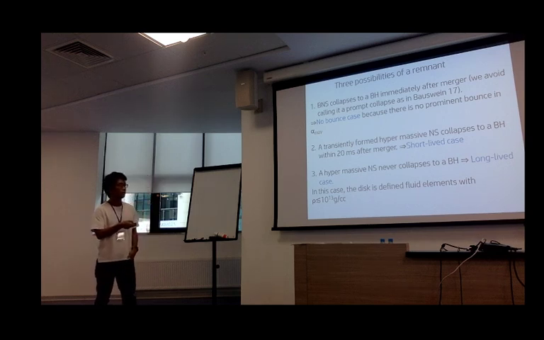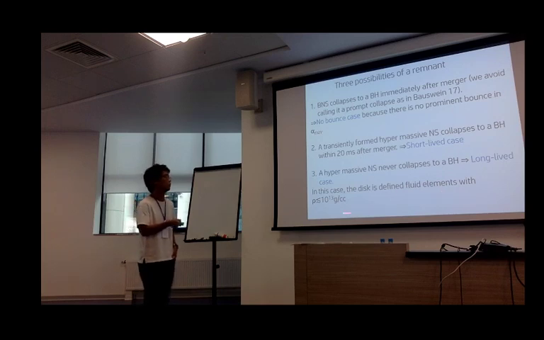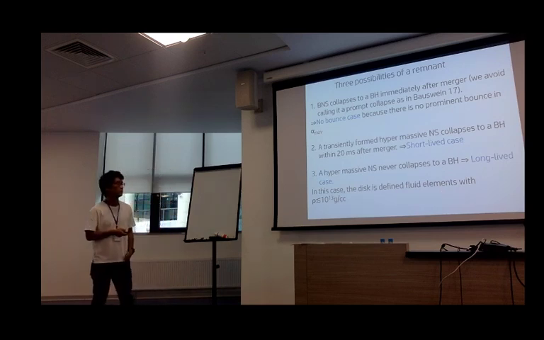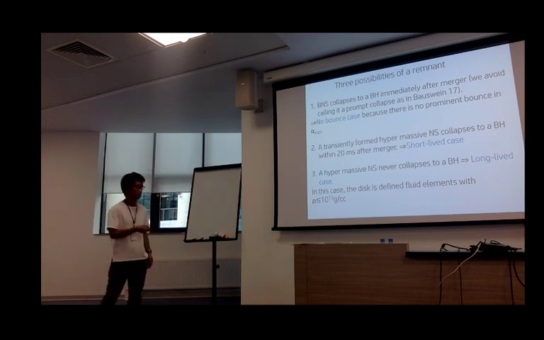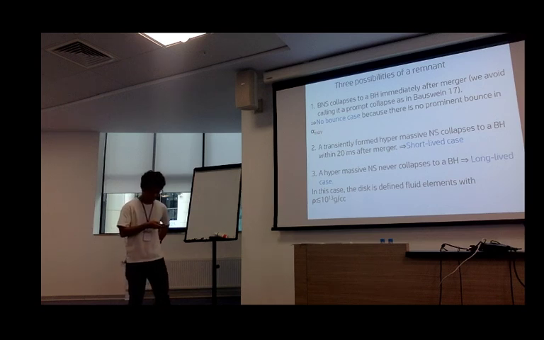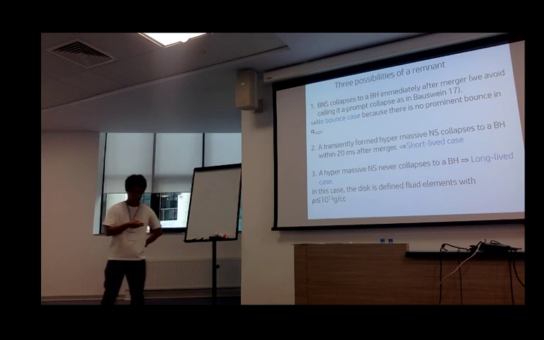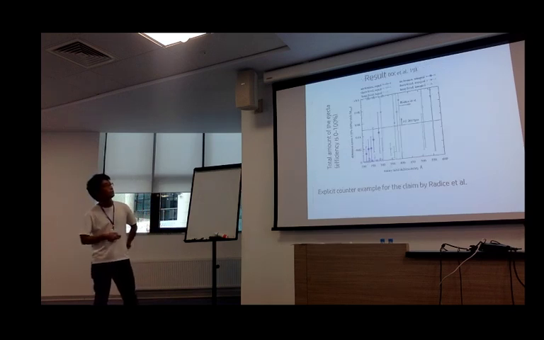In this case, we define the disk as a fluid element which has a mass density smaller than 10^13 grams per cubic centimeter. Anyway, so you have three possibilities of the remnants. Okay, let me show the result.